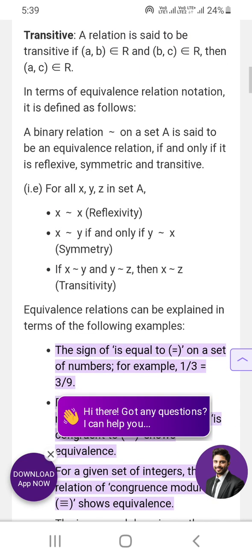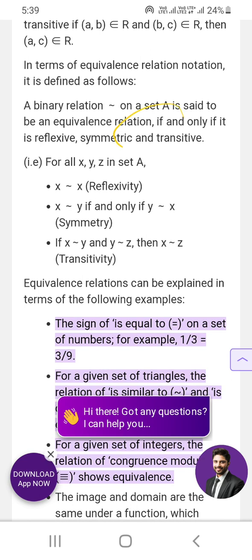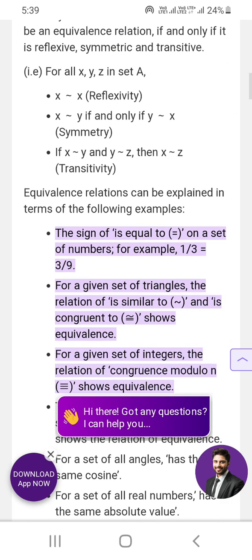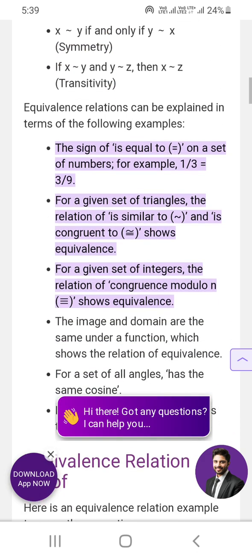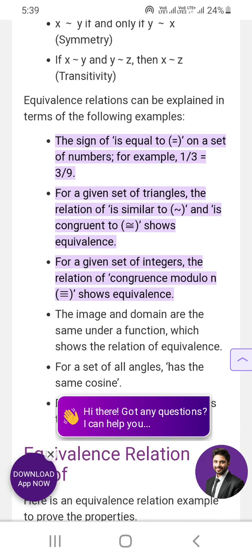In terms of equivalence relation notation, we define a binary relation on a set to be an equivalence relation if and only if it is reflexive, symmetric, and transitive for all x, y, z in set A. For x, x equivalent to x is reflexivity. x equivalent to y if and only if y equivalent to x is symmetry. If x is equivalent to y and y is equivalent to z, then x is equivalent to z, which is transitivity. This equivalence relation can be explained with the following examples.